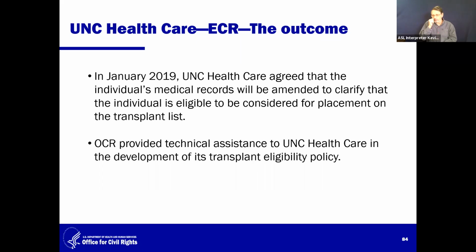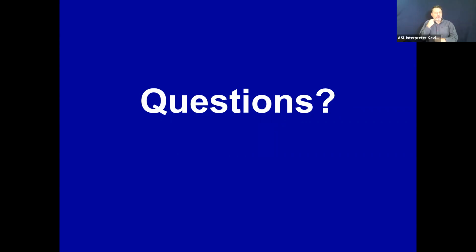So in January 2019, UNC Healthcare agreed that the individual's medical record would be amended to clarify that the individual is eligible to be considered for placement on the transplant list. And OCR provided technical assistance to UNC Healthcare in the development of its transplant eligibility policy. And I believe that takes us to our question and answer period.